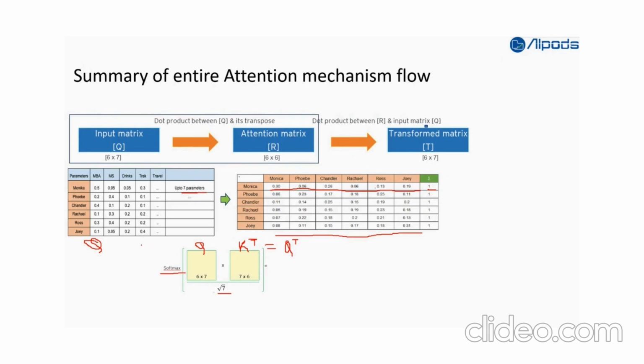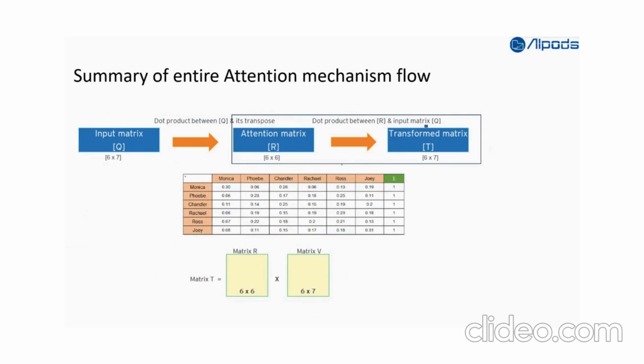So this is the first step in the entire mechanism. This formula has been taken from the Attention is All You Need reference paper, and that's what I have used here. Now, the last step is to get the transform matrix, right? So the attention matrix which we had calculated from the previous step is then again multiplied with the matrix V, which is the value matrix, and is equivalent to the query matrix, right?